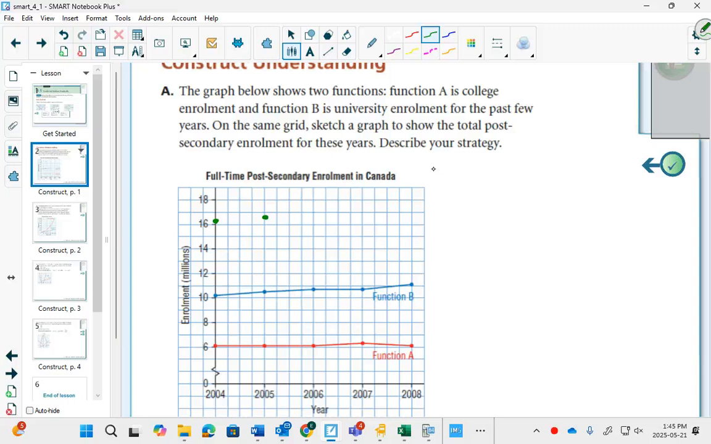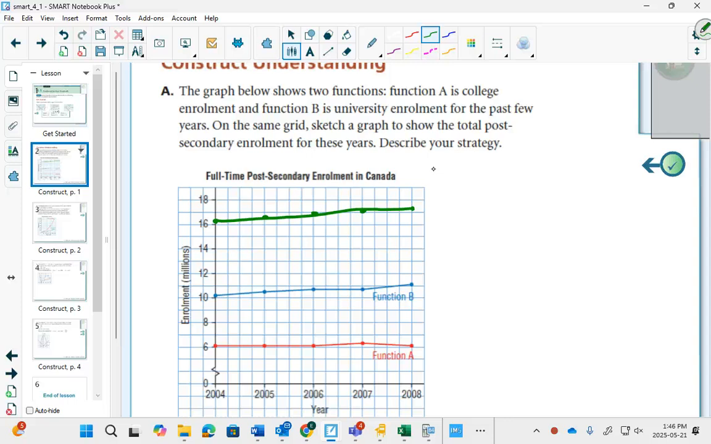2006 almost looks like we're going to hit 17 million. Very close. And in 2007, college enrollment went up. I think we are just over 17 million. And then for sure, in 2008, we're over 11 and over 6, so we're for sure going to be over 17 million. If I join these together, because the other one was joined together, there is our graph of adding two functions together.